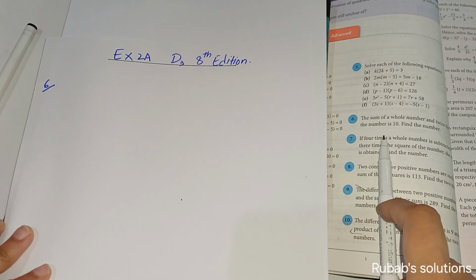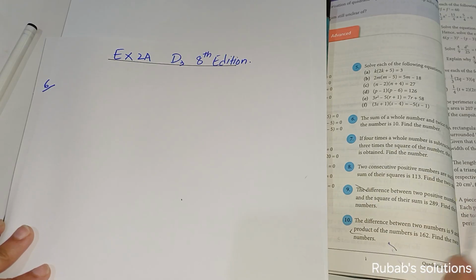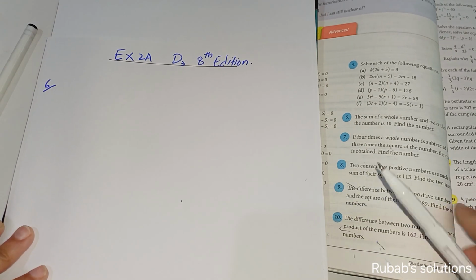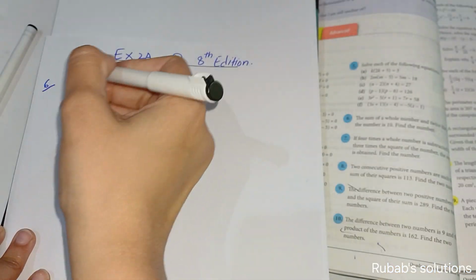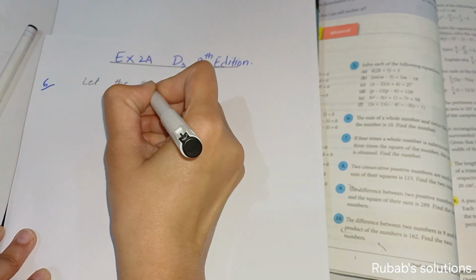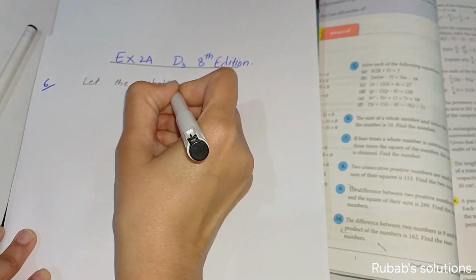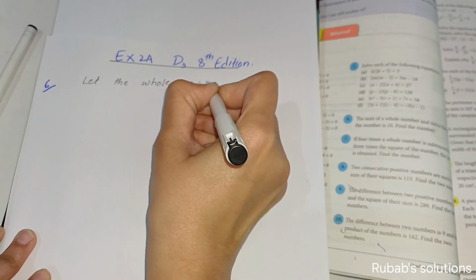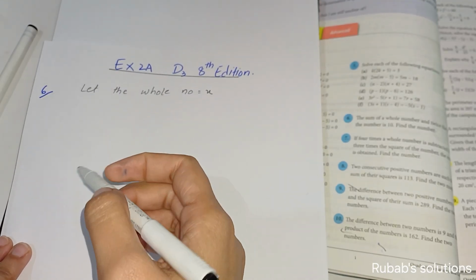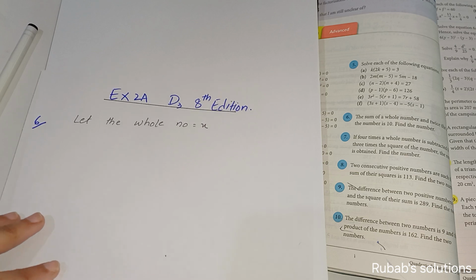Saying that the sum of a whole number and twice the square of the number is 10. So let us suppose that the whole number is equal to x. You can suppose any variable, it's your choice. Either you can use x or y or z, it's your choice.